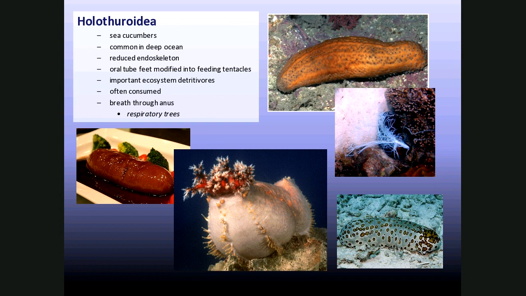Okay, so that, the sea cucumbers. Yeah, we can't forget them. Very bizarre. Common in the deep ocean, a reduced, very soft-bodied organism, so not much of an endoskeleton. And the tube feet, the ones around the oral area of the body, they become feeding tentacles. So that's what the tube feet have become in these guys. They're important detritivores, which means they eat the decaying material, detritus, and we eat them.